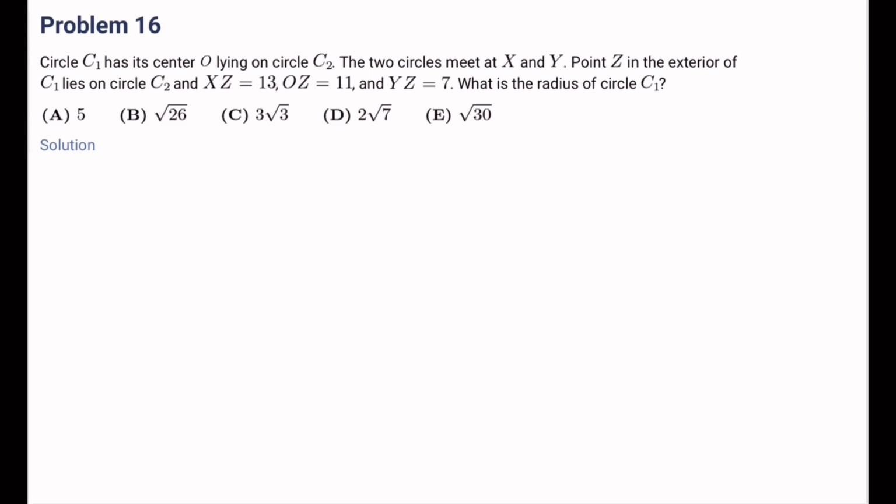Number 16, circle C1 has its center O lying on circle C2. The 2 circles meet at X and Y. Point Z in the exterior of C1 lies on circle C2, and XZ equals 13, OZ equals 11, and YZ equals 7. What is the radius of circle C1?